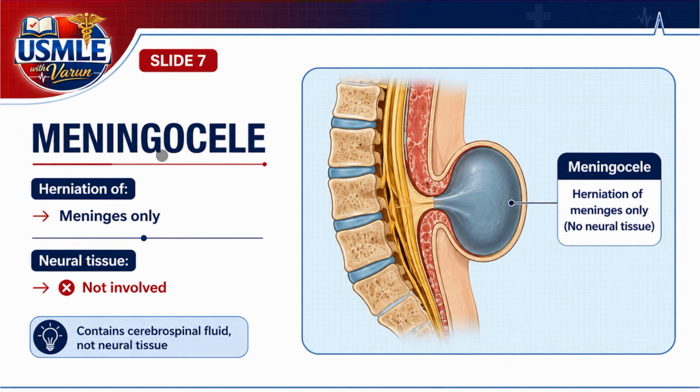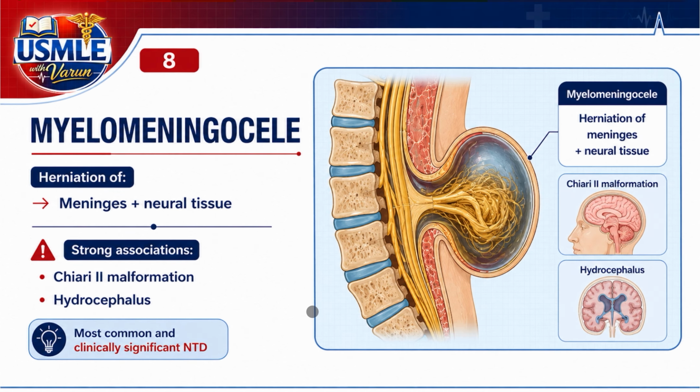Now coming to meningocele. Meningocele is a condition where only the meninges herniate out through the defect. There is no neural tissue involved, so neurological deficits are usually minimal or even absent. This contains cerebrospinal fluid, not neural tissue.